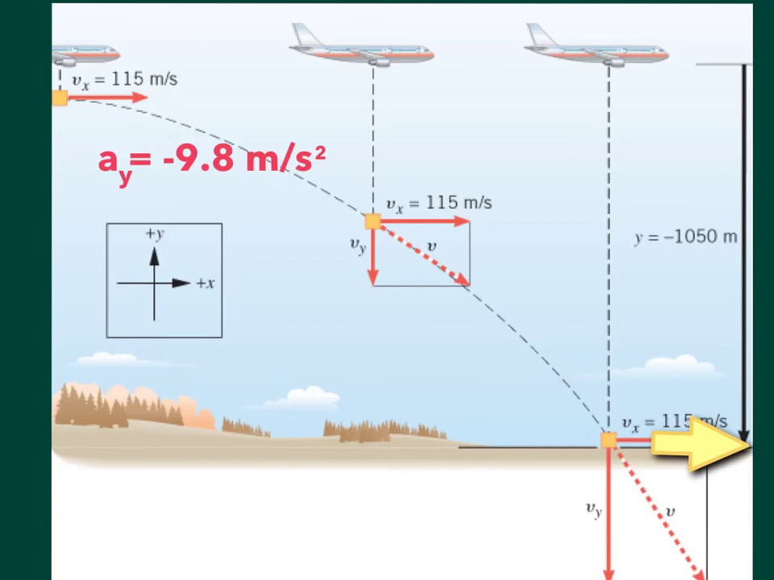Now where do we find the time? Well, all we need to find is how long it takes for that object to fall. So if you know the height and you know the initial velocity, you know the acceleration, and you find the time.